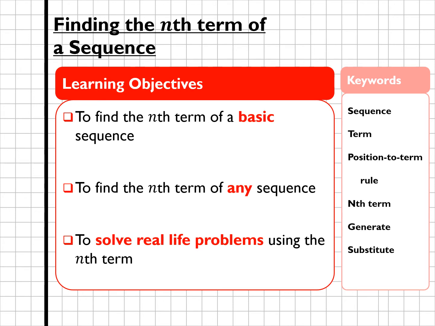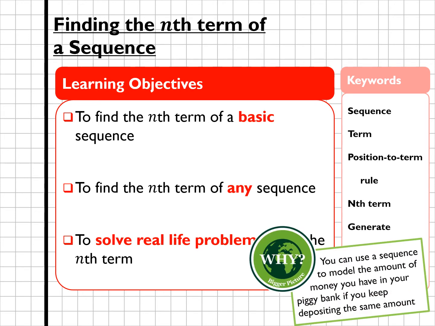Now, how this all comes in handy, if you're someone who is fortunate enough to get something like pocket money, you can use a sequence to model the amount of money you have in your piggy bank if you keep depositing the same amount. So for example, let's say you start off a month with £10 in your pocket money and you get £5 a week. You can set yourself up with a sequence to work out how much money you'd have at any particular time.